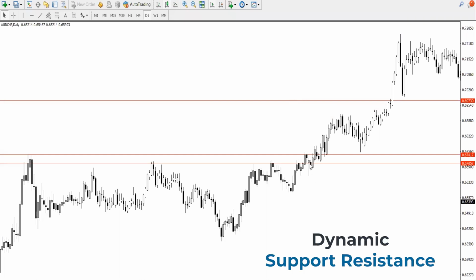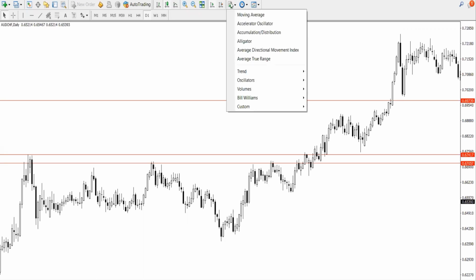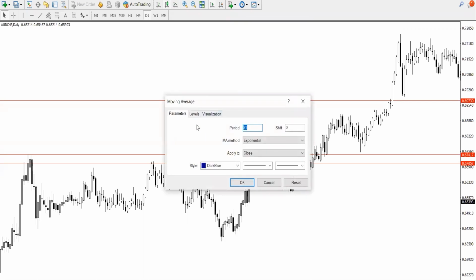We already have it interacting with static support and resistance, being this resistance all through here. But let's see if we have another confluent factor, seeing if this pin bar formed at dynamic support and resistance. Dynamic support and resistance, of course, is our EMAs. So let's just overlay our moving average. Here we have the exponential moving average 21.